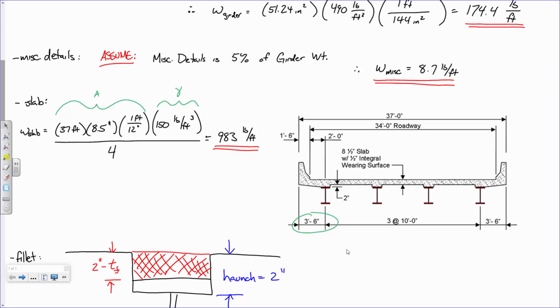So if you only use the outside girders, you'd have a different DC1 on the exterior girders than you would on the interior girders. Well, no, what I would do is have 2 different DC1s altogether. I'd have a DC1 for the exterior girder. You know what I mean? I'd treat them differently.